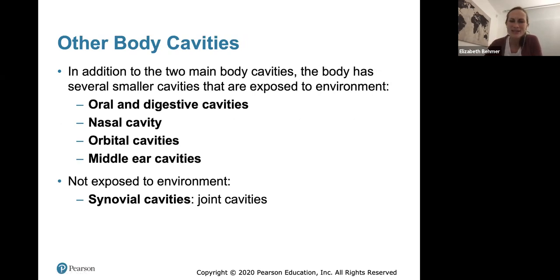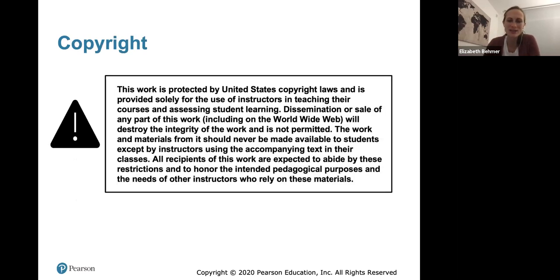Other body cavities, I'll let you review some of these on your own: oral, digestive, nasal, orbital with your eye, middle ear cavities, synovial cavities. Those are not exposed to the environment. Those are your joints, like your elbow and your knee, synovial cavities.